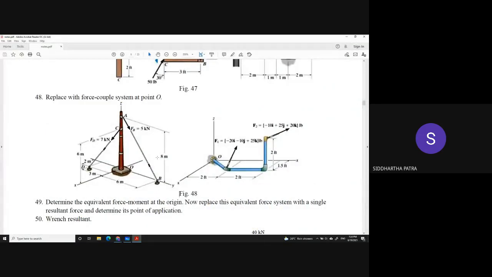Okay, so let's say only these two forces I'm trying to get an equivalent of.